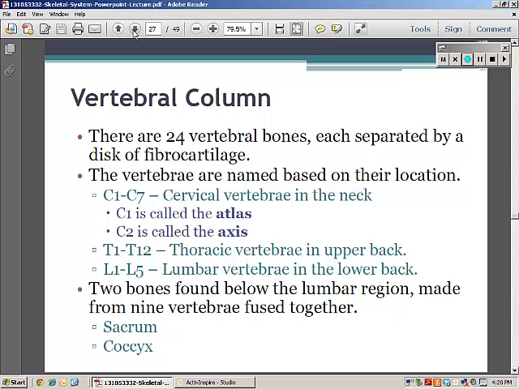Now, the sacrum and the coccyx will actually fuse together depending on your age. There are 9 vertebrae total that make them up, and they will start to fuse, I believe after the age of 25, although I'm not exactly sure on that figure, but they will begin to fuse together. Before then, they are separated.